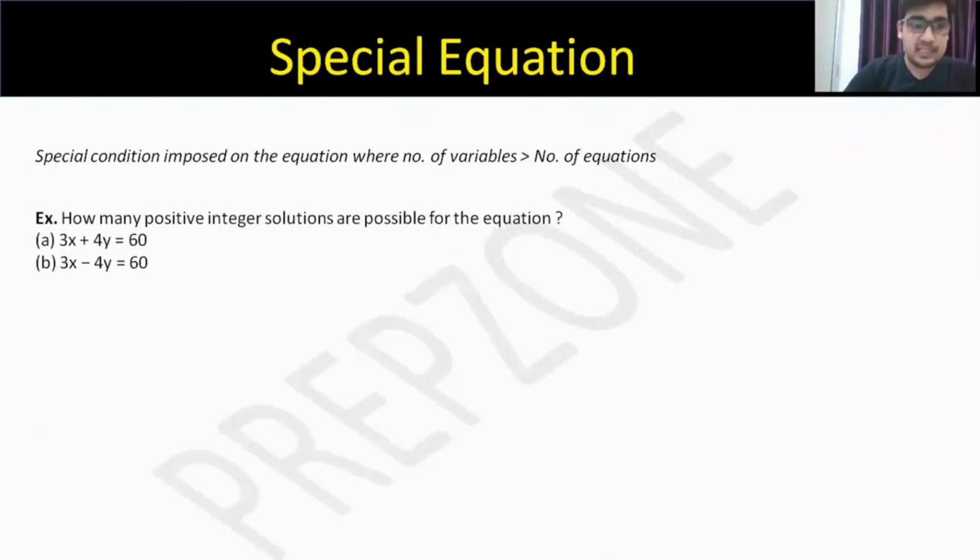So now I'll give you some time, try to solve these two equations and try to come up with an answer. First equation is 3x plus 4y equals 60. And second is 3x minus 5y equals 60. You have to find the positive integral solutions. I don't need values. I just need how many solutions are there. Let's do it. I'll give you 2 minutes.